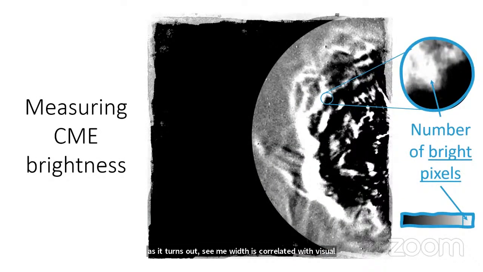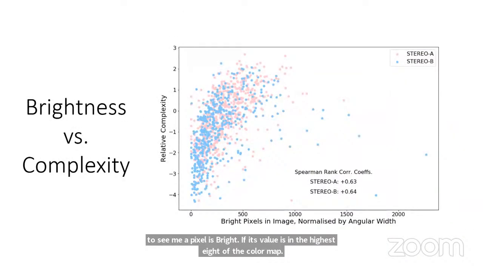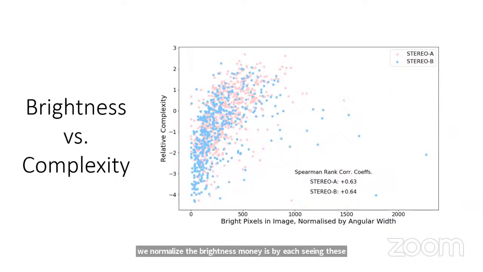To measure CME brightness, we masked out the image background and counted the number of bright pixels in the CME. A pixel is bright if its value is in the highest eighth of the colour map. We normalised the brightness values by each CME's angular width and found that brightness is also correlated with visual complexity.